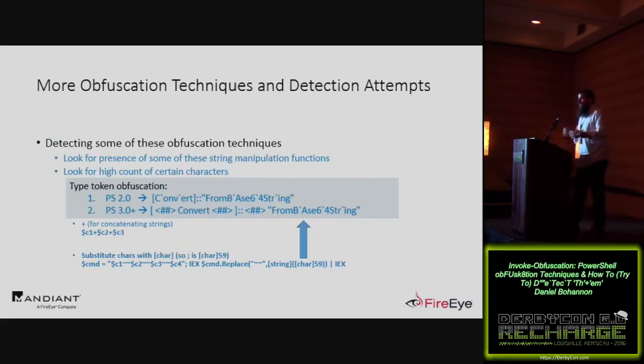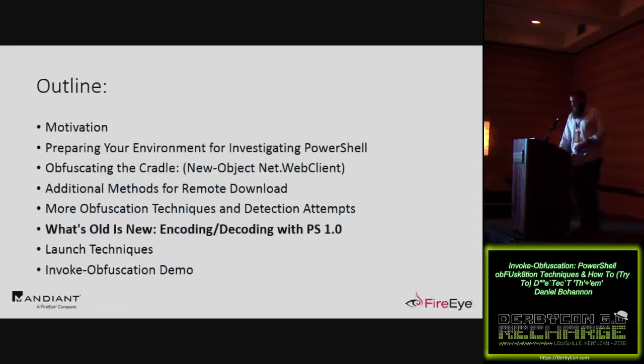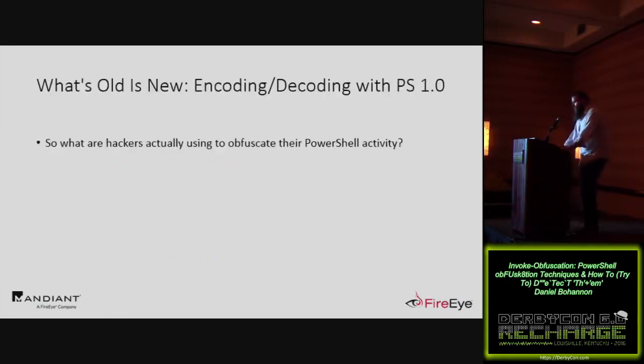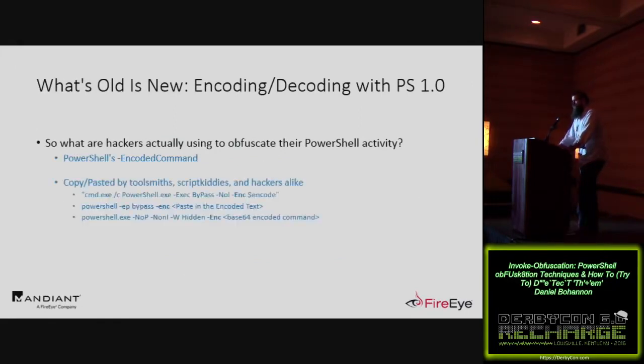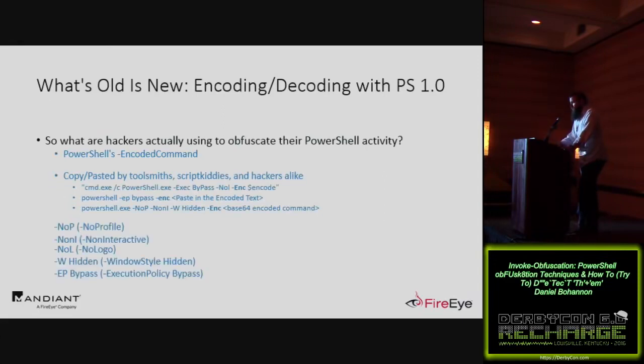But stepping back and looking at it from indicators of obfuscation, how often would you expect to see an inline comment in the PowerShell command line? Something to look for. So, encoding, decoding. What are hackers actually using to obfuscate their PowerShell activity? Well, for the most part, they're just using encoded command because PowerShell gives it to them. And they don't have to specify an IEX or an Invoke-Expression, that's automatically implied. So we see this in a lot of places, as well as these flags.